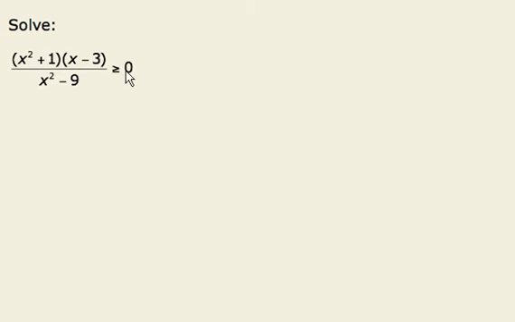In solving a nonlinear inequality such as this, one of the first things we would like to do is simplify this expression if possible. The first step in doing that is going to be to factor the bottom. So I'm going to factor everything in sight, but x squared plus 1 does not factor. We'll leave the x minus 3 alone.